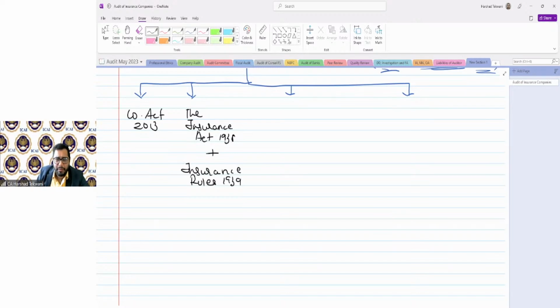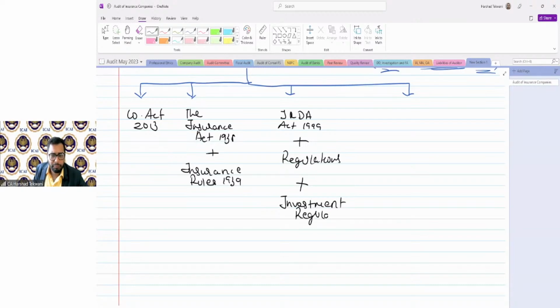Then the IRDA Act, the Insurance Regulatory and Development Authority Act 1999, which was amended again in 2015, plus their regulations. Companies Act we discussed. Then there are the IRDA investment regulations. Then there are the IRDA preparation and presentation of financial statements and auditors' report regulations, 2000. So these are certain regulations which are applicable to an insurance company.